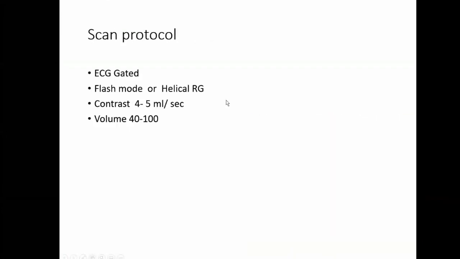So how do we scan this patient? Obviously, we do ECG gated. We use flash mode if it's a young patient to give less radiation. Helical retrospective gating is usually reserved for patients who are older, especially for patients who have LVAD as destination therapy, meaning that they are not getting a transplant, because we try to minimize the amount of radiation in patients who can potentially go on to have a cardiac transplantation. Obviously, we want as little radiation as possible, since usually coronary is not a concern. We don't use as much contrast.